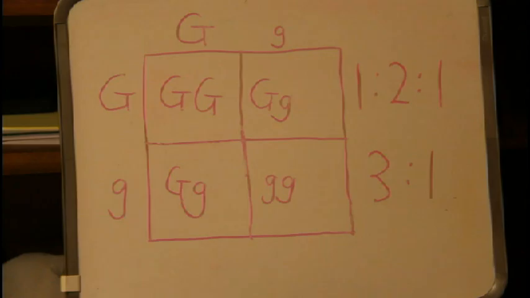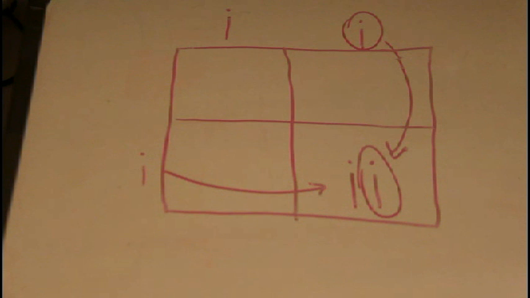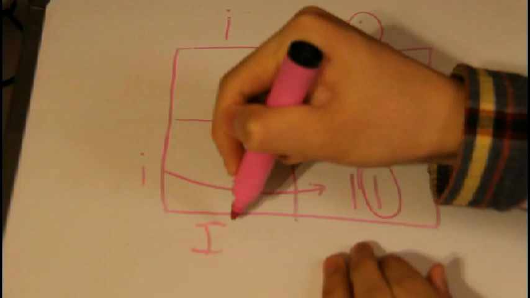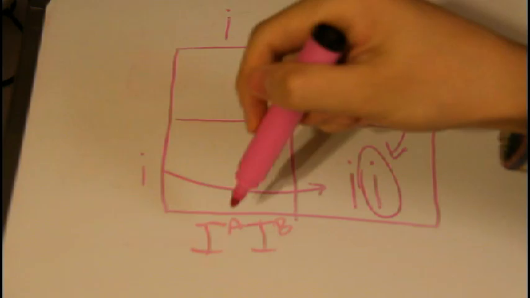How does this even apply to me? I'll give you an example. In blood type, there's this thing called codominance. Codominance is when two alleles are neither dominant nor recessive. When they're put together, both are expressed. In capital I, A, capital I, B, or AB blood, both the A and the B are expressed.